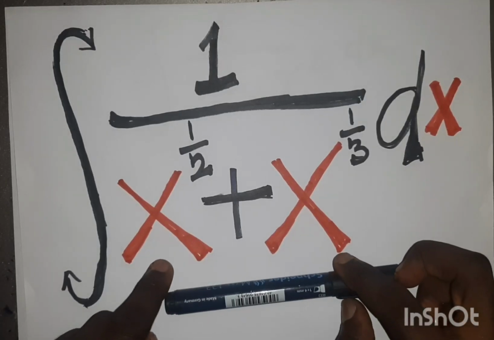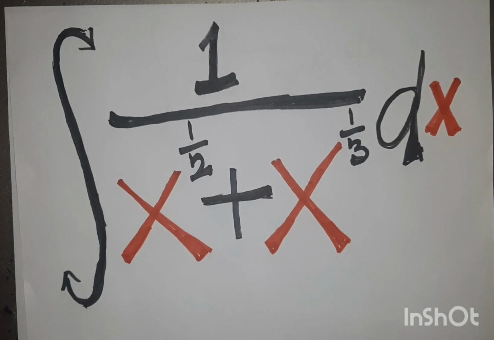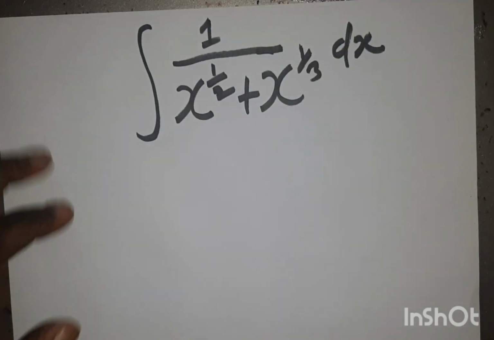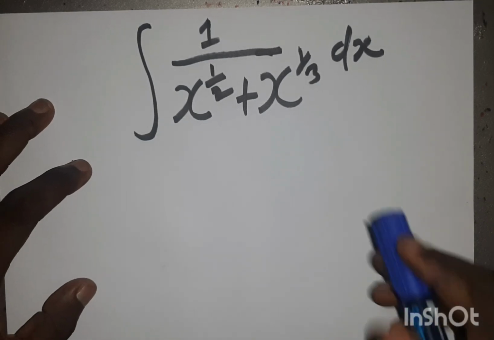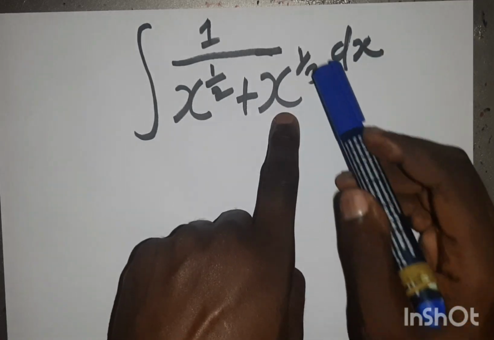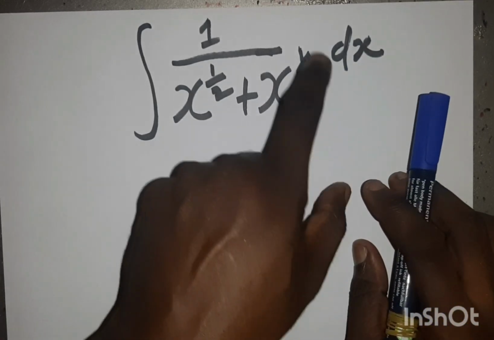Okay, so here we have this interesting integration problem. So let's get right to it. Looking at the problem, we notice that in the denominator we have x raised to the power 1 over 2 and x raised to the power 1 over 3. We cannot integrate directly.